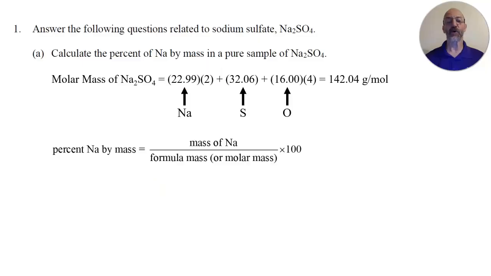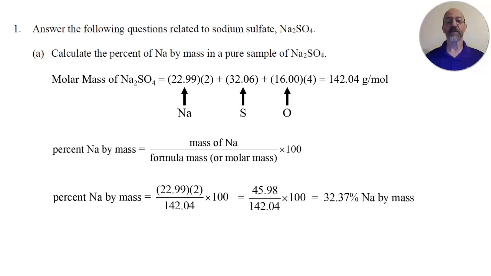So here is the correct setup for the calculation. Total mass of sodium, so 45.98, divided by the formula mass, or the molar mass, and when we do that math, we get 32.37% sodium by mass. Again, this was for a pure sample of sodium sulfate. So now in part B, we're going to see it involves a mixture or a sample that contains an impurity. So here is part B.